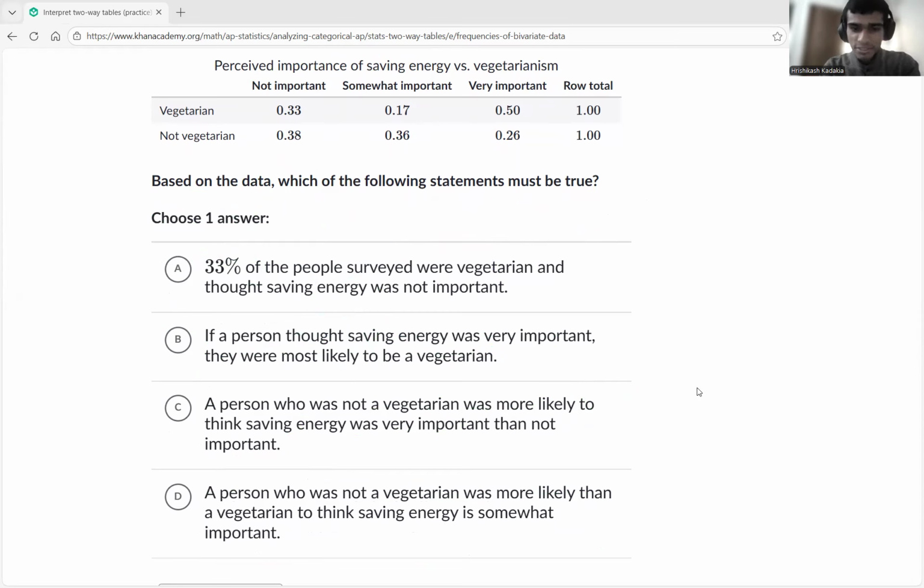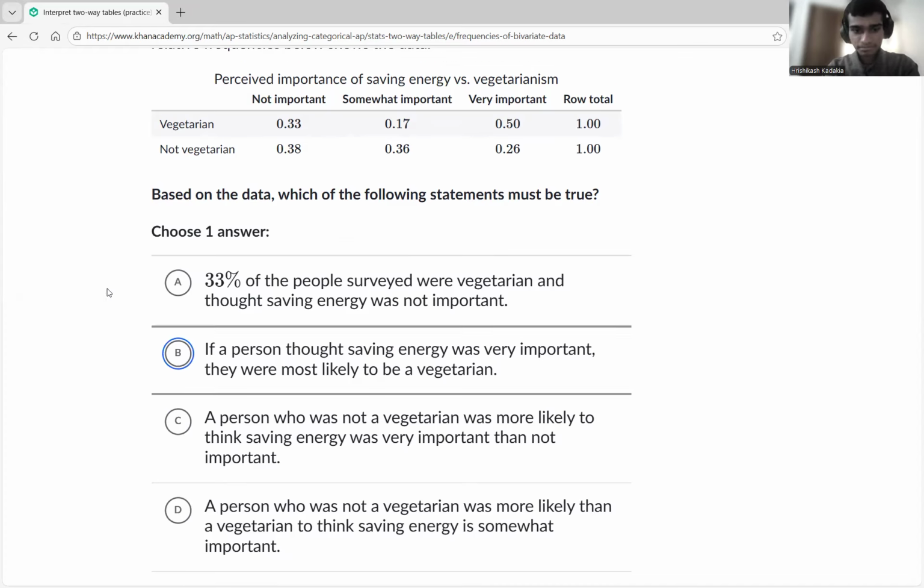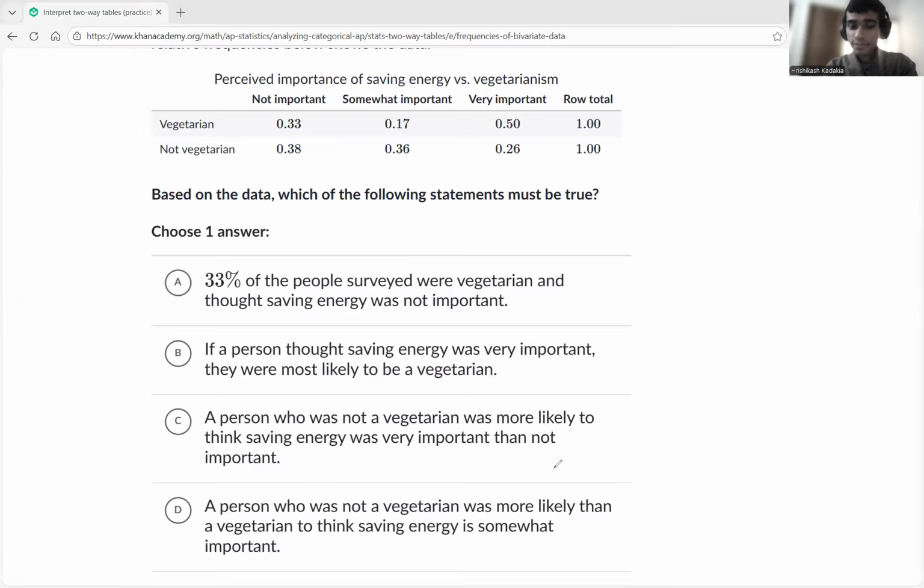So D, let's check. A person who was not a vegetarian was more likely than a vegetarian to think saving energy was somewhat important. Oh yeah, this one we can conclude, yes, because that is row wise we're concluding. Yes, not vegetarian is more.